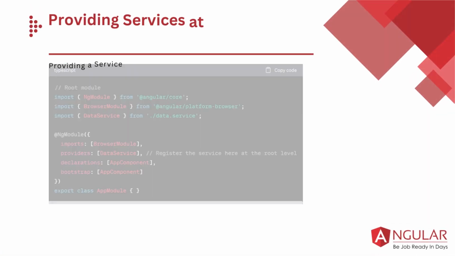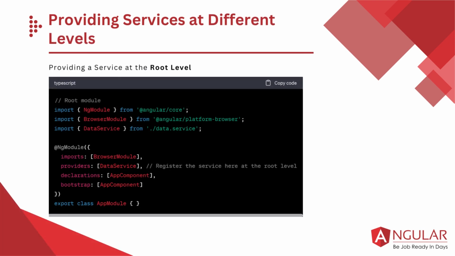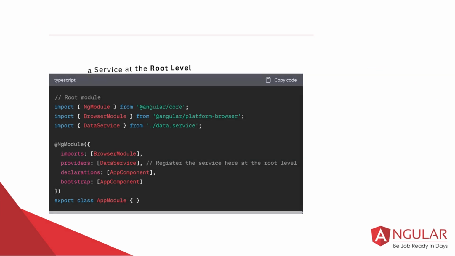3. Providing services at different levels. 3.1. Providing a service at the root level. When you provide a service at the root level, usually in the providers array of the root module, the service becomes available throughout the entire application. This is ideal for services that are shared across multiple components and need a single instance.